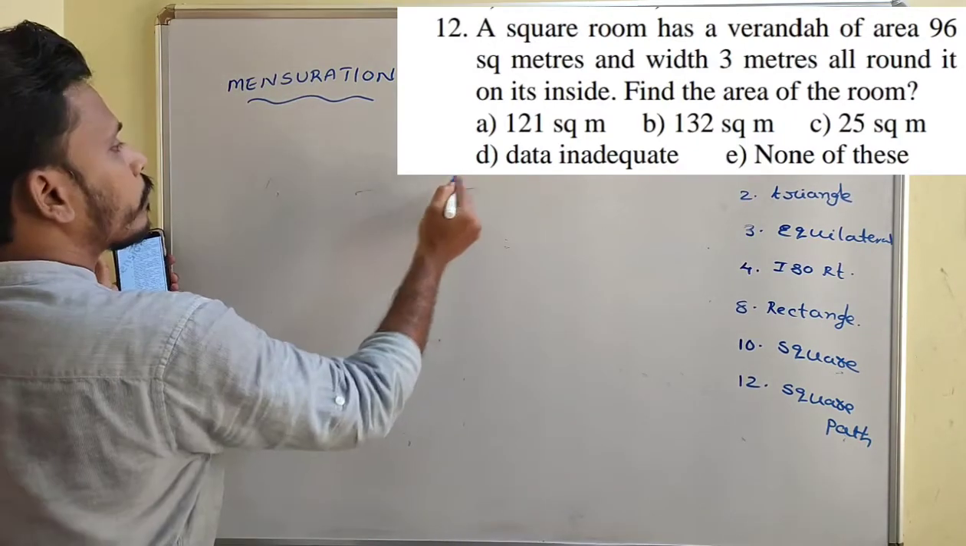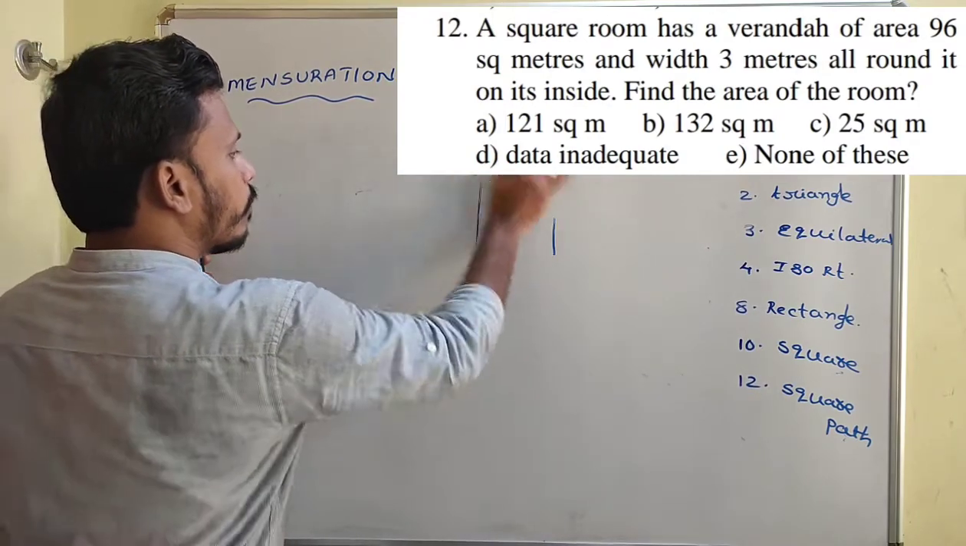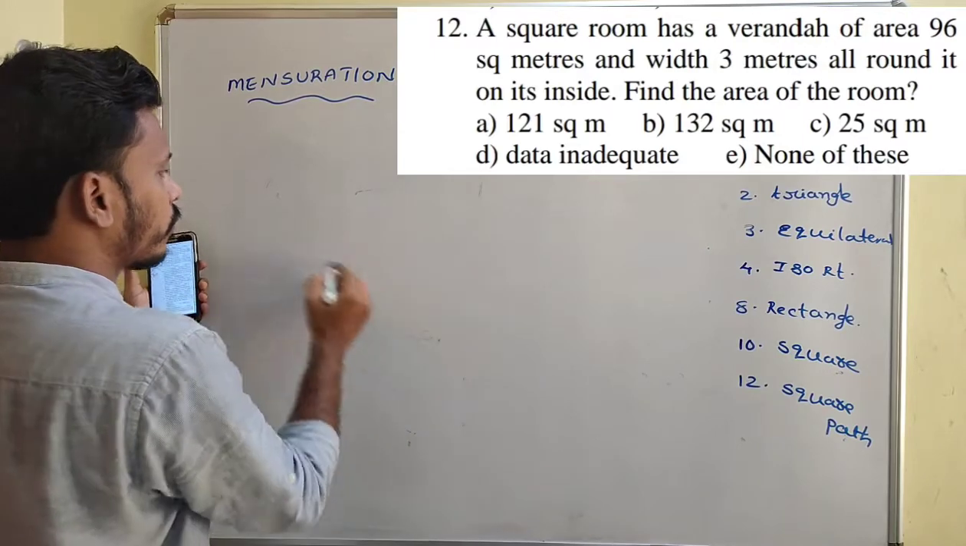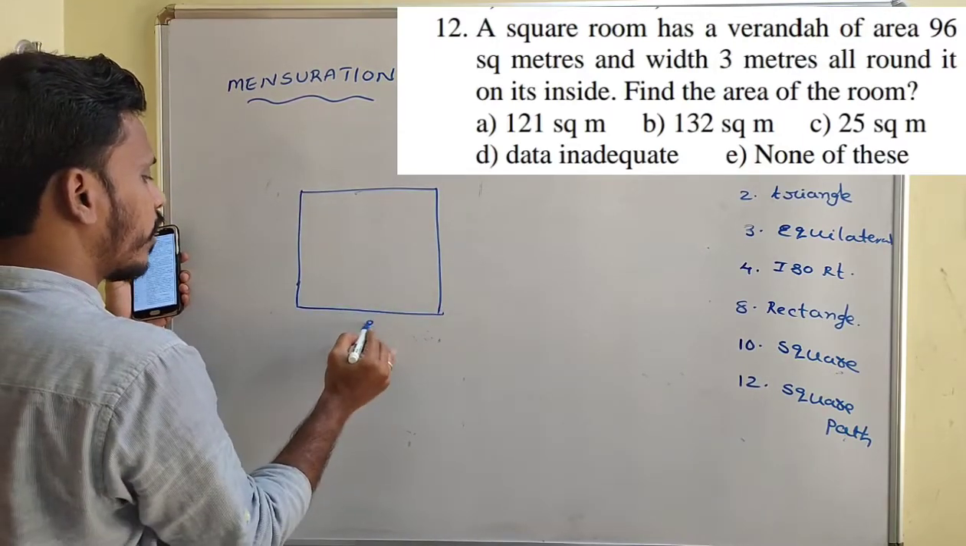Just look at the problem. Here we have a square. Actually, we need a somewhat bigger square. The square is there. You just consider its side is S.